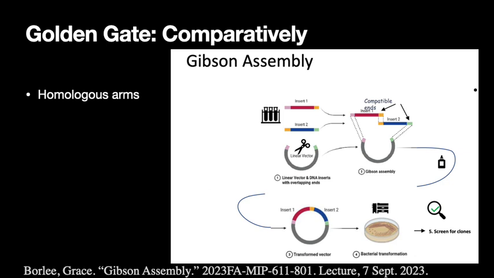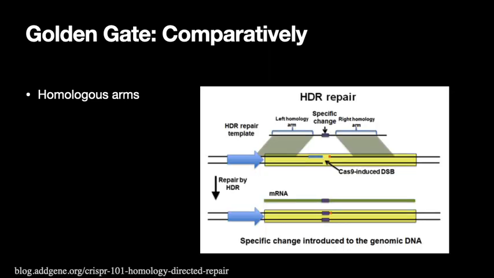It shows how homology and the homologous arms are very important to Gibson assembly. And then in this example, it shows the CRISPR-Cas9 system employing homology-directed repair.